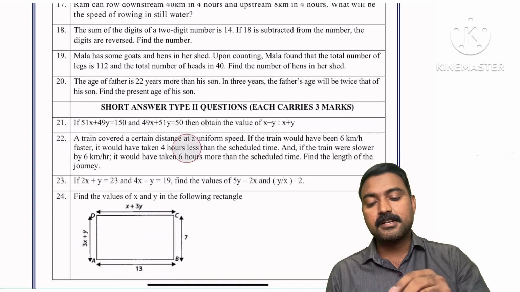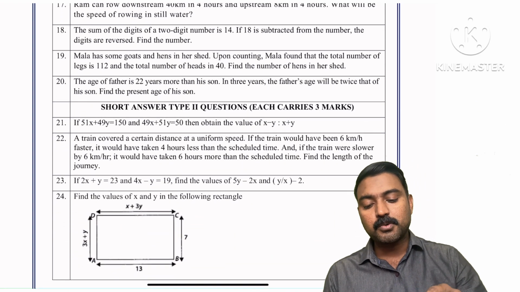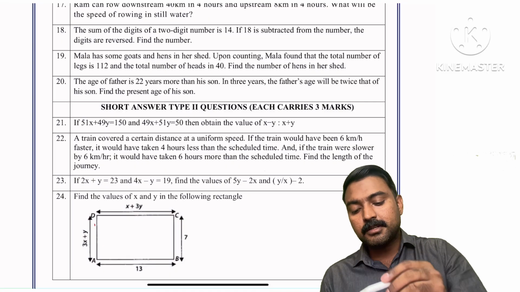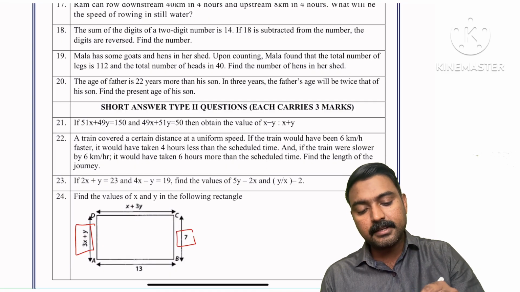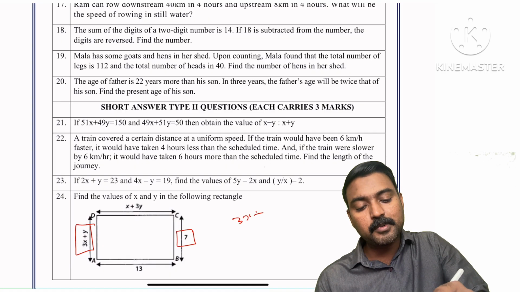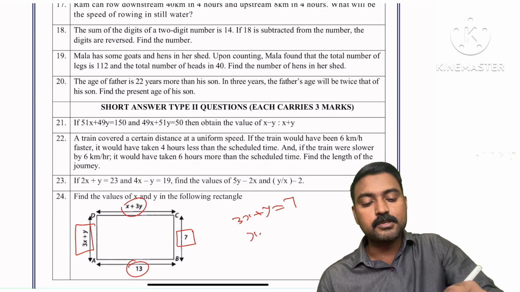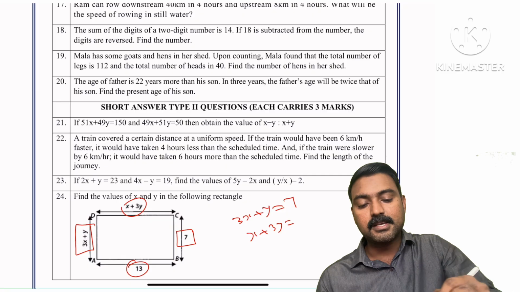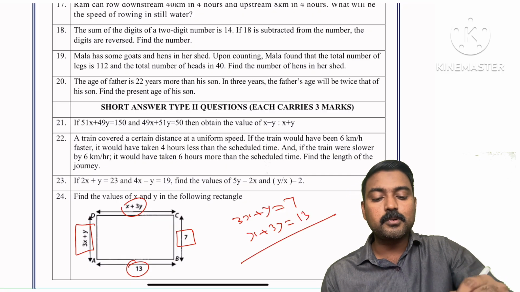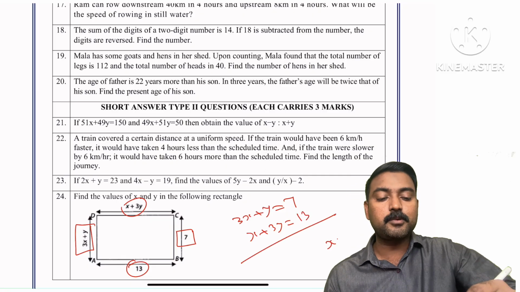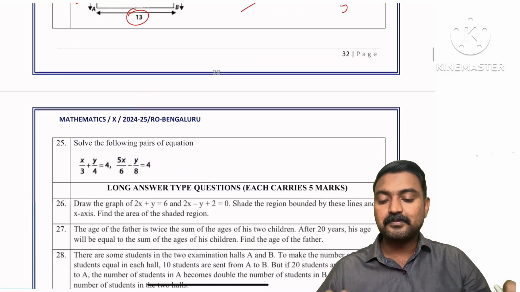Then some questions are there related to train, related to rectangle. What's the speciality of this rectangle? Opposite sides will be equal, so 3x plus y, you may get the equation 3x plus y is equal to 7. Similarly, this 13 will be equal to this side, x plus 3y is equal to 13. Now by using the substitution method, you can solve it and you may get the values of x and y.